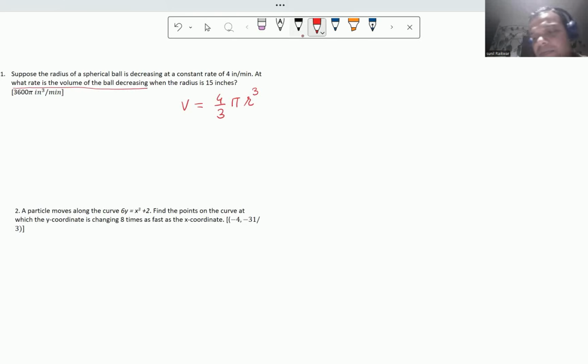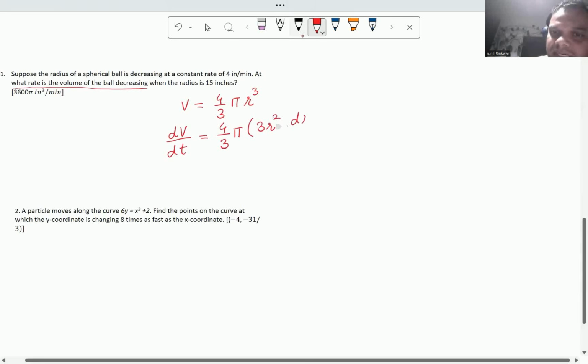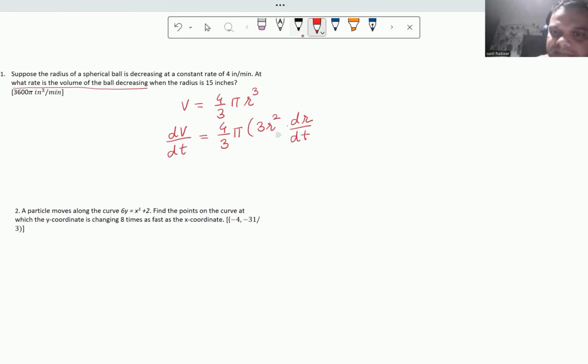So how can we get dv over dt? Just differentiate with respect to time. So dv over dt is equal to 4 over 3 pi. 4 over 3 pi is a constant, so it remains as it is. And what is the derivative of r raised to the power 3 with respect to t? Again, we have to apply the chain rule. So 3 r square dr over dt.